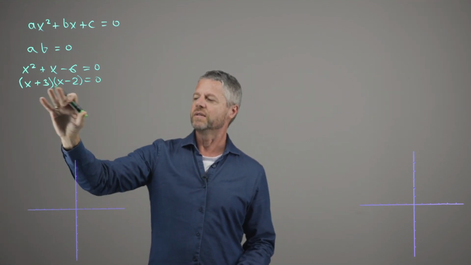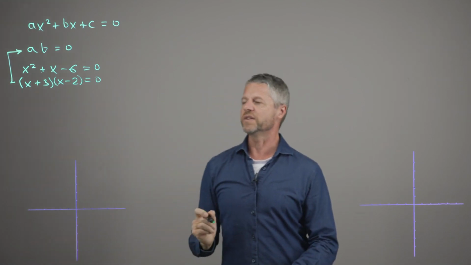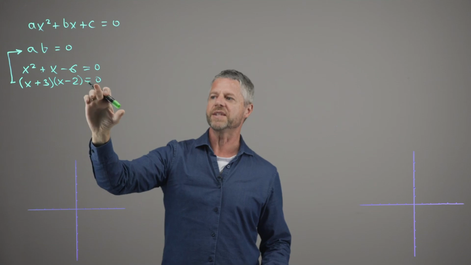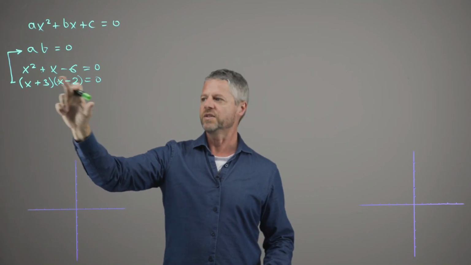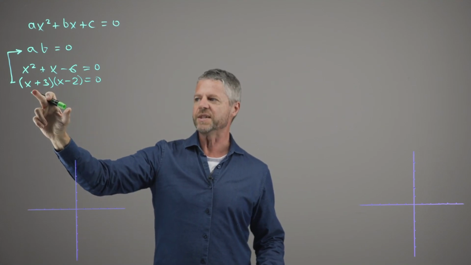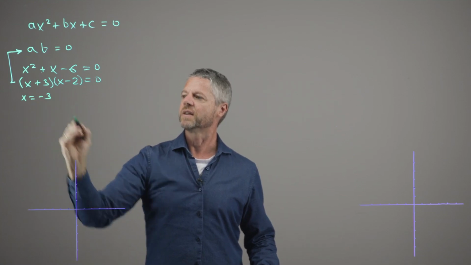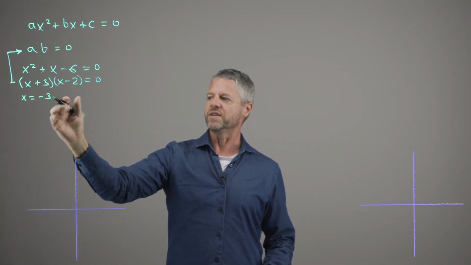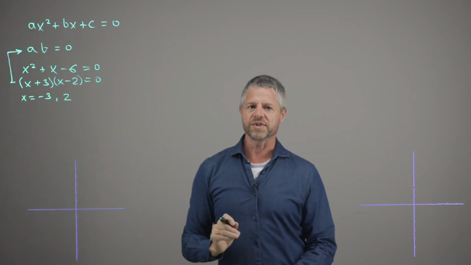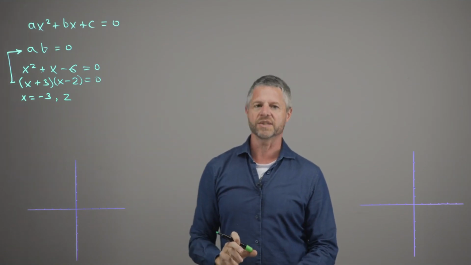If we reflect back to our zero factor theorem, we can see that we've got two factors that multiply together to give us 0. So either this is 0 or this is 0. For this to be 0, x would be minus 3. For this to be 0, x would be plus 2. So those are the two roots of this quadratic equation, x equals minus 3 and x equals plus 2.